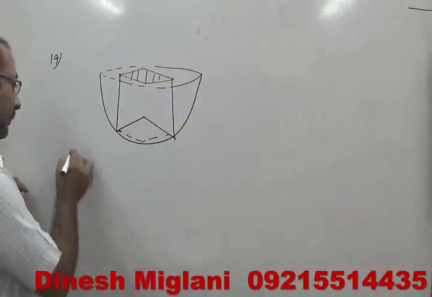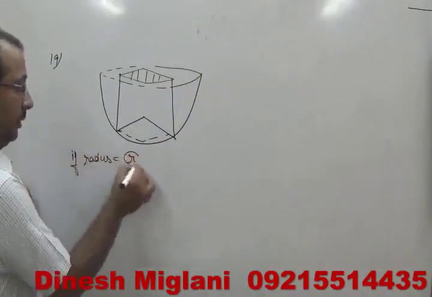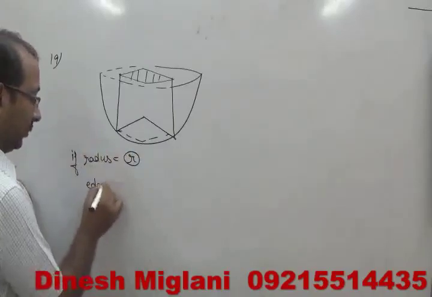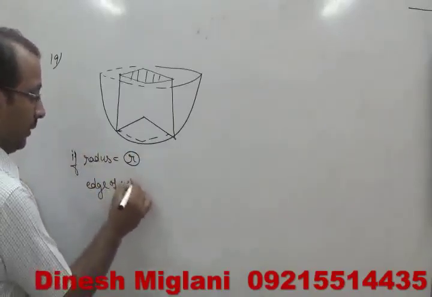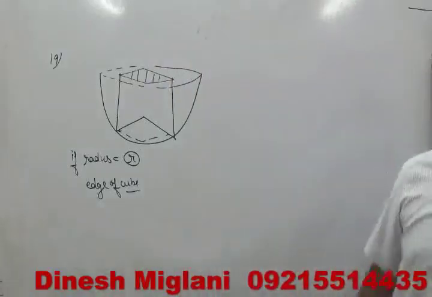Now it is given that the radius of the hemisphere is r. We have to find out the edge of the cube. Our question is to find the edge of the cube, because once you have the edge of the cube, you are in a position to answer each type of problem, right?